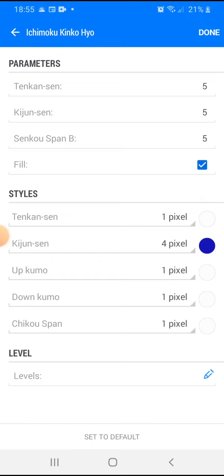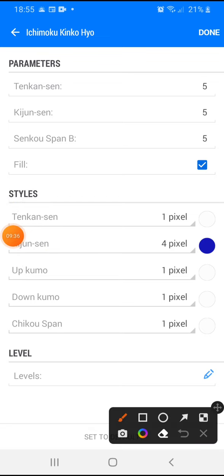Then here, this is the most important part. You just have to make sure that the Chikou span, down Kumo, up Kumo, and Tenkan-sen have the color of your background. If you've noticed that my background is white, so that's why I'm using white here. The one that we're gonna use is the Kijun-sen, and I've opted for the color blue, with 4 pixels.